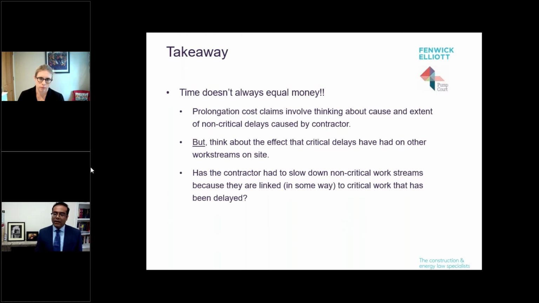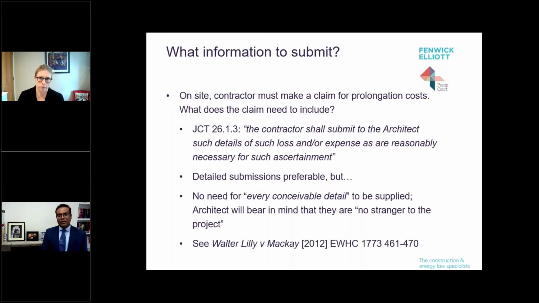If so, perhaps there is scope for saying that the effect of the critical delay on other work streams has been larger than the as-built information would suggest. Just have a think about that when you are putting together your records on site. Different topic now. What information do you need to submit in order to make your claim for prolongation costs on site?